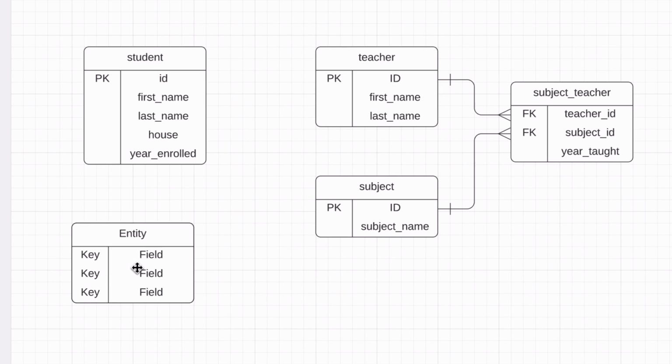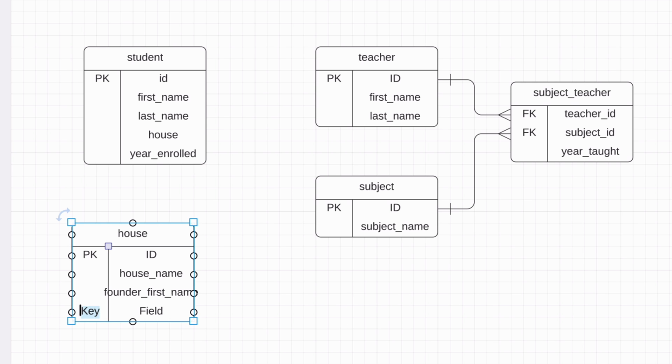Let's do that now. We can add a new table called House. We'll add in an ID for the primary key and a house name. Perhaps we want to add the founder of the house, which is the name of the person who founded it. We'll add this as a first name and last name, as that's what we've done in the teacher and student tables.